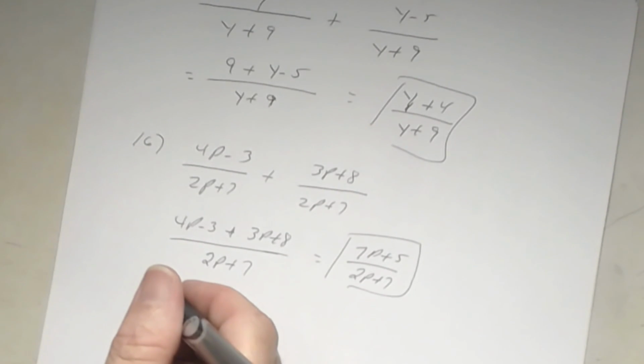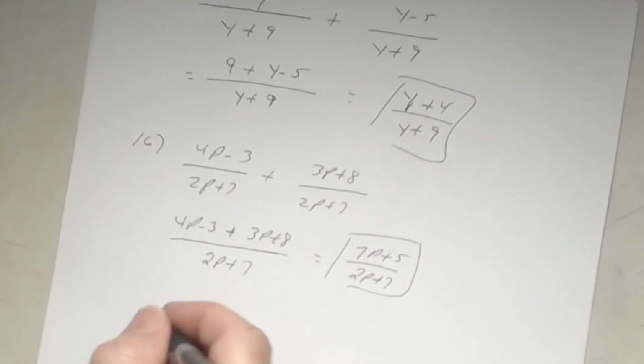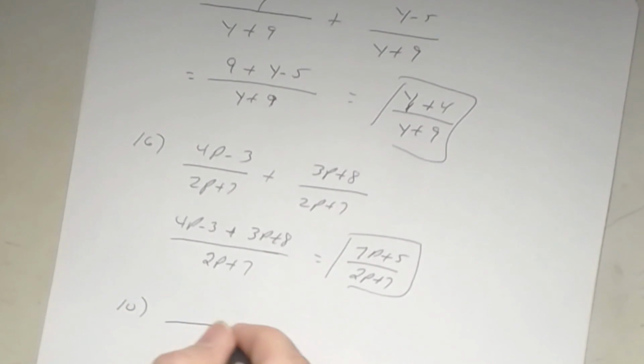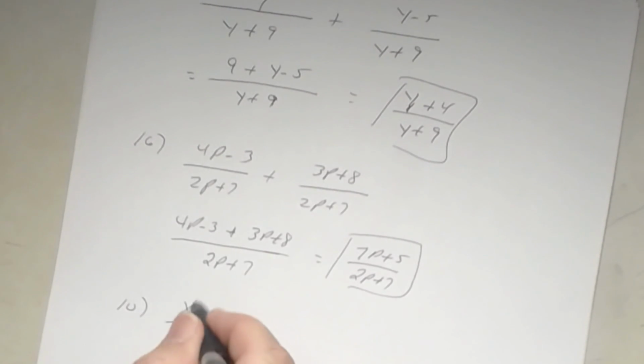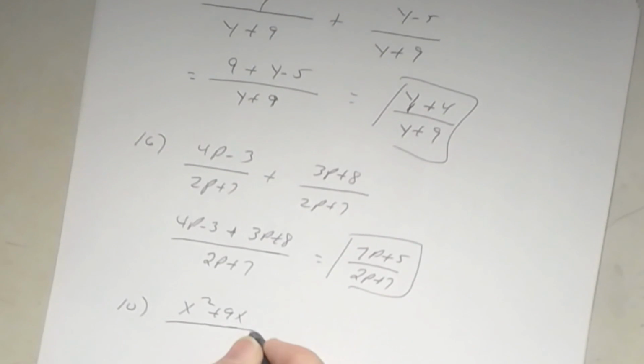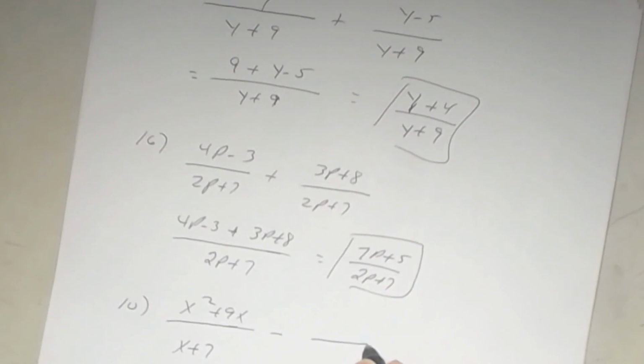Okay. All right. Now let's look at this one. This is going to be number 10. You have x squared plus 9x divided by x plus 7. Subtract. And then you're subtracting this rational expression, which is 4x plus 14 divided by x plus 7.